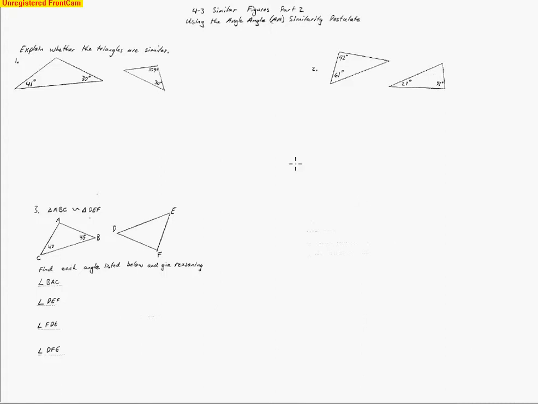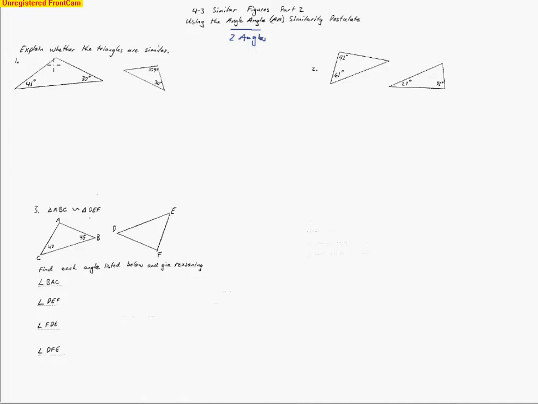This is the tutorial for Chapter 4, Section 3, Similar Figures, Part 2. So the item that we're going to be looking at is using the angle-angle similarity postulate to describe whether triangles are similar or not. Basically, all this says is if we have two angles, that's all we end up needing. If we can see that two triangles have the same set of angles, just two of them, then we know that they are similar.